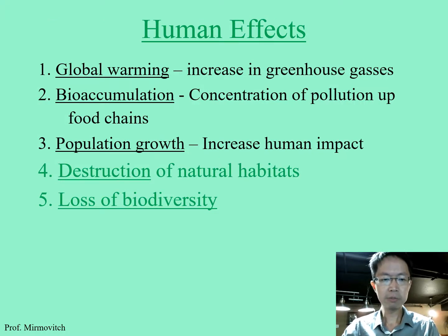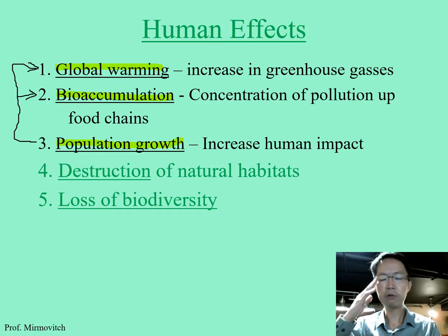So, human effects. Remember we talked about global warming, bioaccumulation, and population growth at the end of last lecture, and I said that population growth is a positive feedback to these two. Positive feedback meaning that when we have more and more population on the earth, we will increase the global warming and increase the bioaccumulation. So we'll give you more human effects in this lecture. The first two are the destruction of the natural habitat and loss of biodiversity.